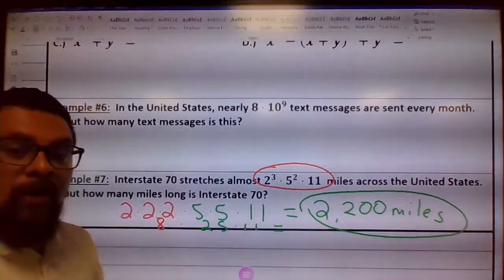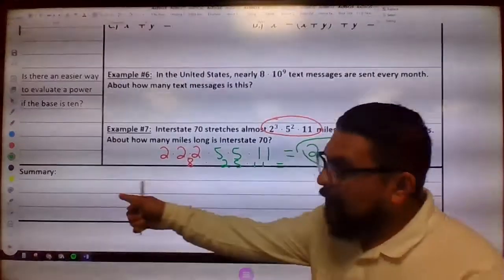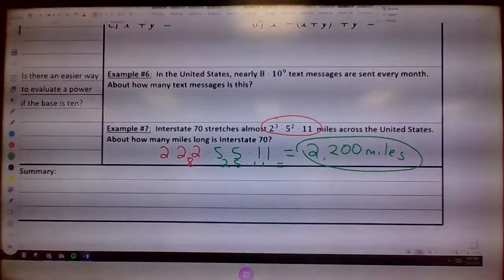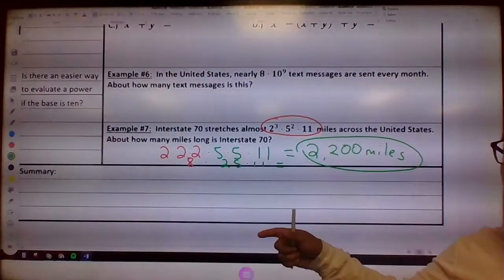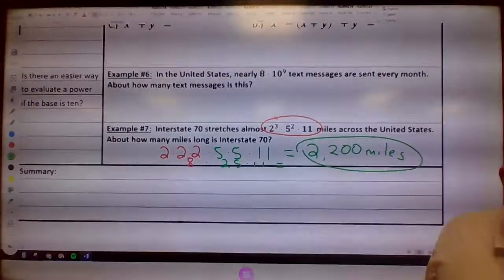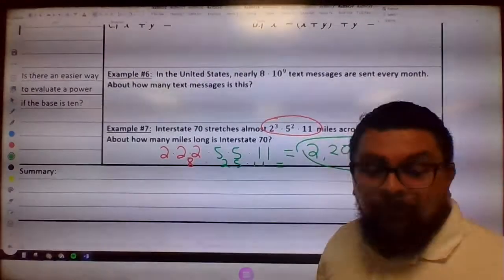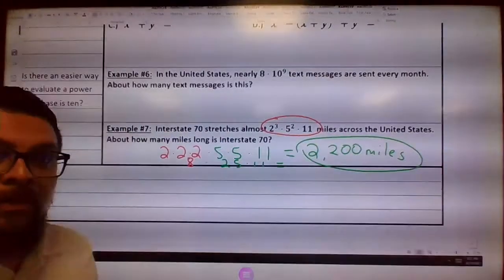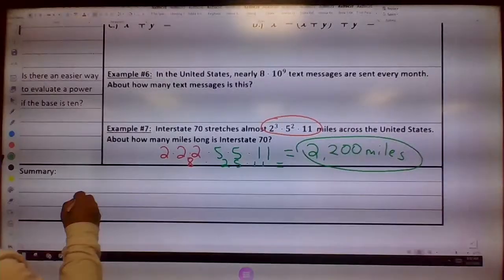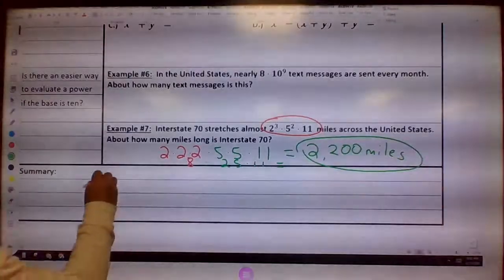All right, now let's go on to the end, which is the summary. We are at the summary part of this lesson, right at the end. Remember, to summarize the lesson, you have to read the essential question. The essential question is, what are the different components of a power? So we have a power like this. Let's write this one: 2 to the third.